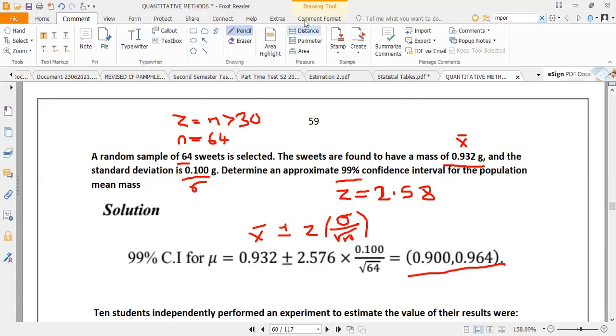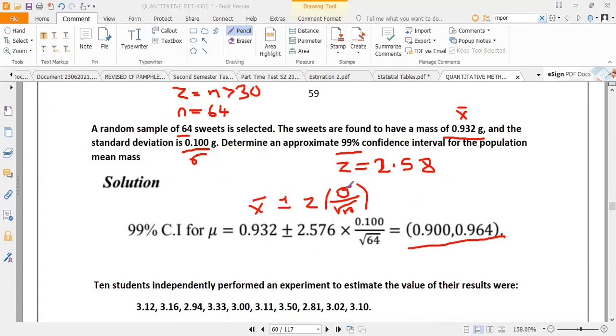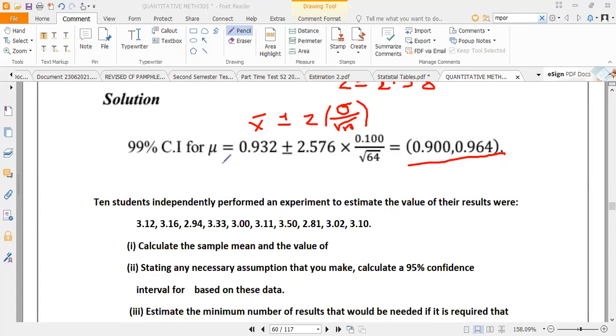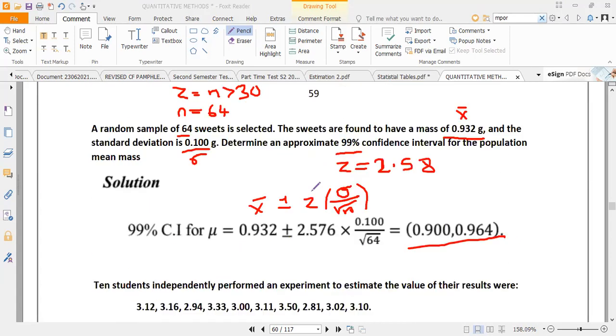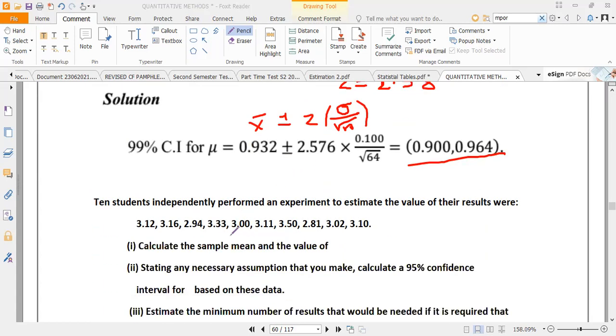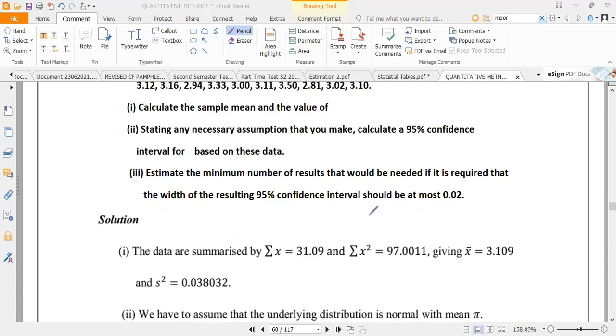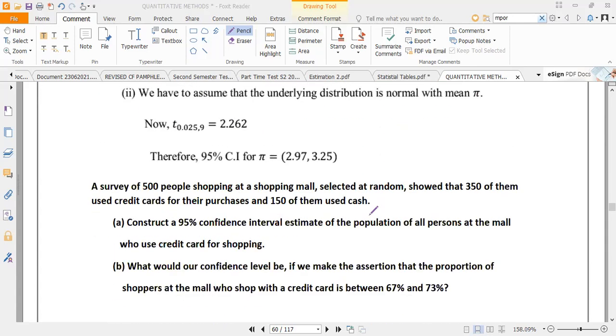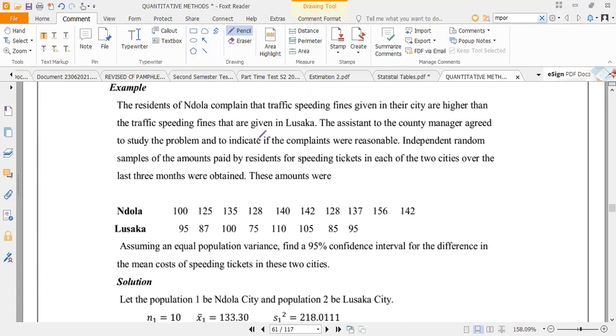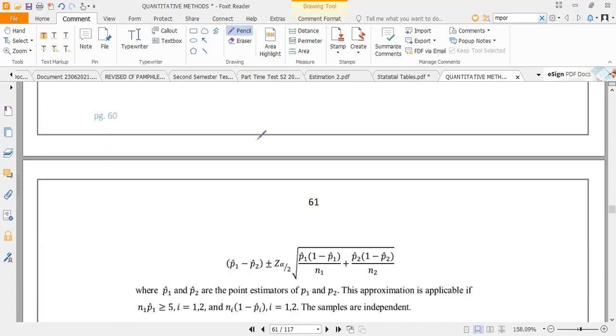Is it making sense? Yes. All right. So I'll teach you how to use the T distribution. Sometimes we'll be given an array of numbers. Here we use a T table, which I will teach you tomorrow. For now, I just want you to understand the Z table itself.